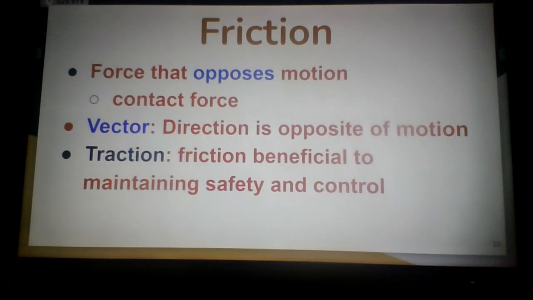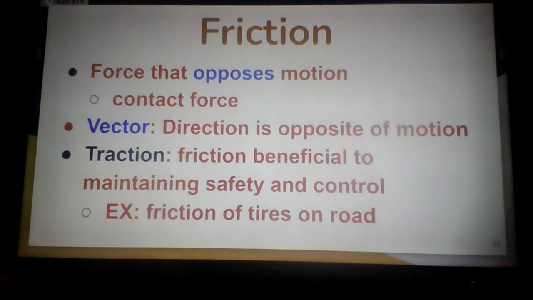Well, friction that's beneficial to maintaining safety and control, we call that traction. Now, traction is a kind of friction, but the name traction tells us that this friction is wanted. We want to be able to control that car and slow down and stop that car much more safely. For example, like we've been talking about, the friction of the tires on the road. Another great example I mentioned a moment ago, the brakes, to apply friction to help slow down the car by pushing back on the car or making it difficult for the tires to turn.